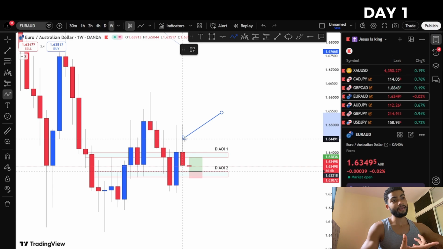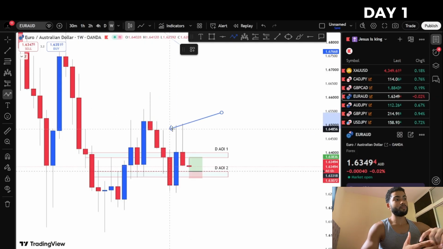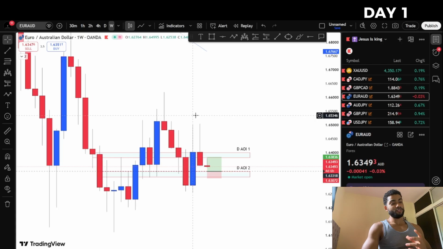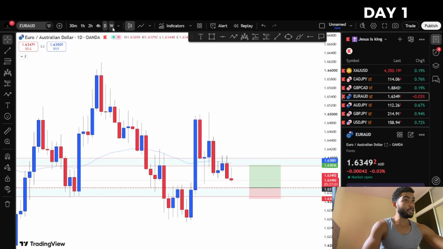So for me, the wicks are like the footsteps. It's where price had to walk or move, but it's not the place or the price where price closed. So I hope you guys understood that. If you guys didn't get me, just let me know in the comments and I will try to explain it a lot better. So yeah, I have the weekly time frame bullish.